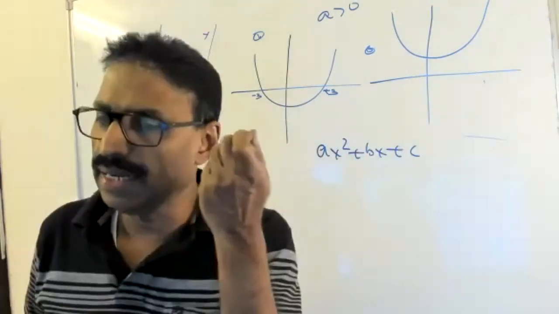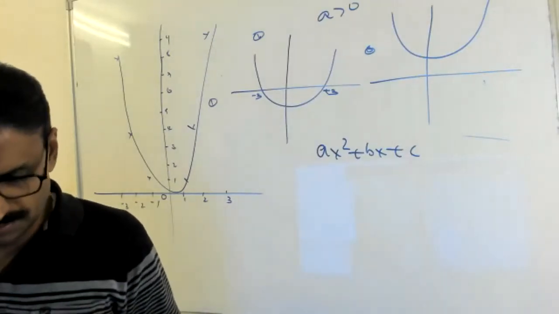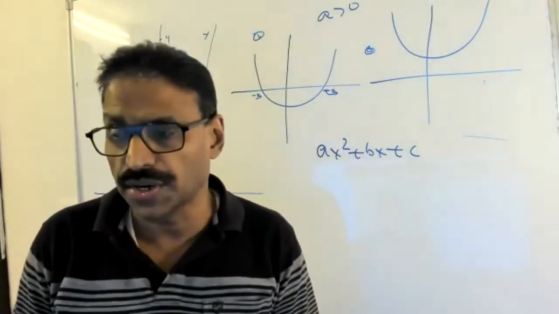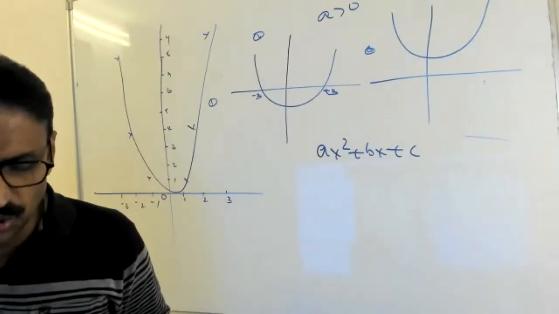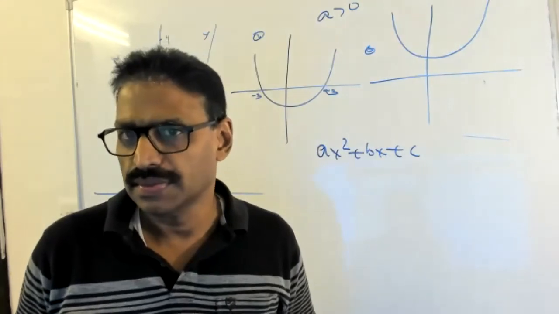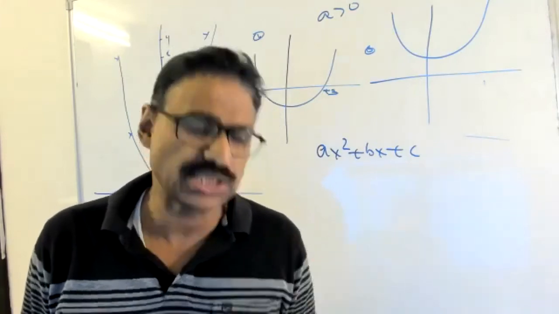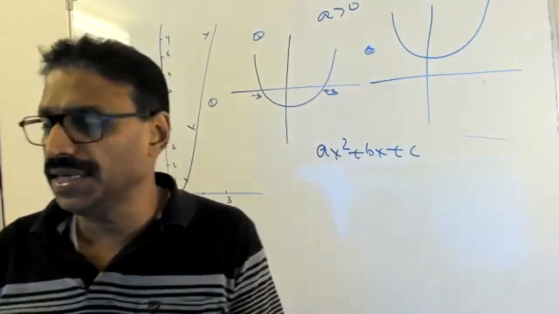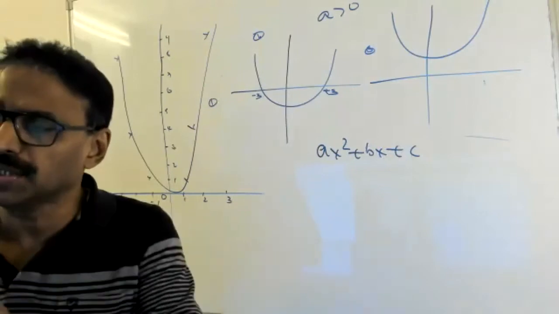Here, if a is less than 0, what does a mean? My question: A is what? A is a constant, but b and c are not constants. What do you call A? Anyone? Coefficient. Coefficient of what? X square. A is the coefficient of x square, B is the coefficient of x, and C is the constant.